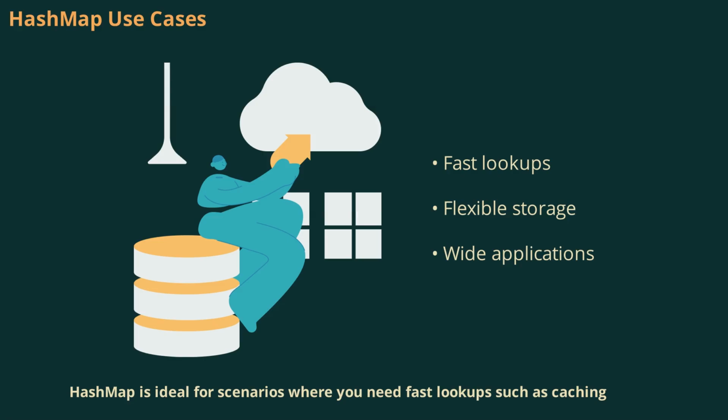HashMap is ideal for scenarios where you need fast lookups, such as caching, indexing, and storing configuration settings. Its flexibility and efficiency make it suitable for a wide range of applications, from simple programs to complex systems.